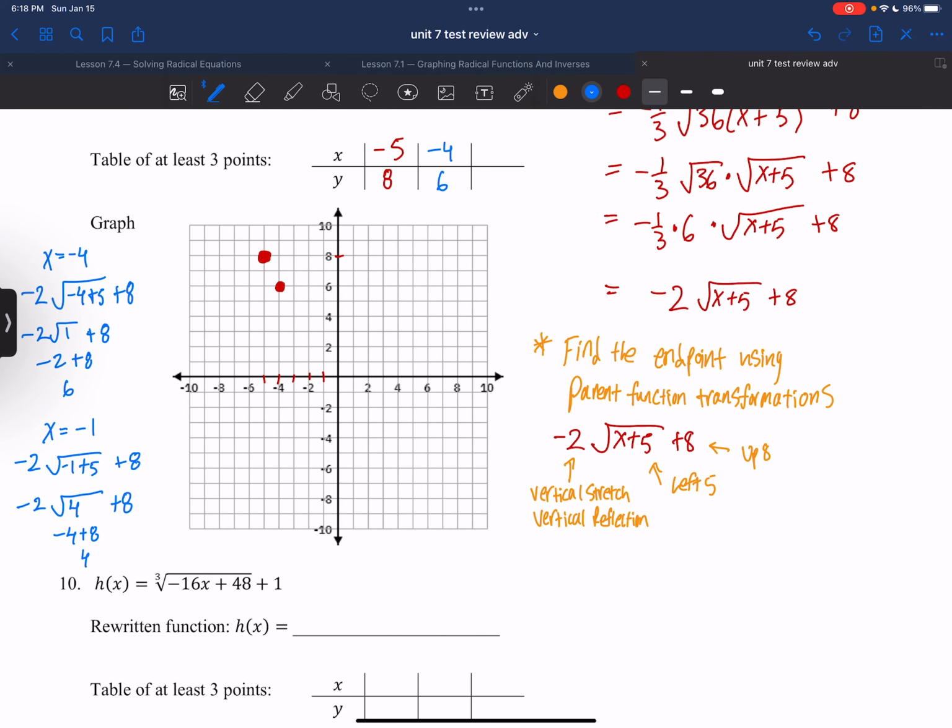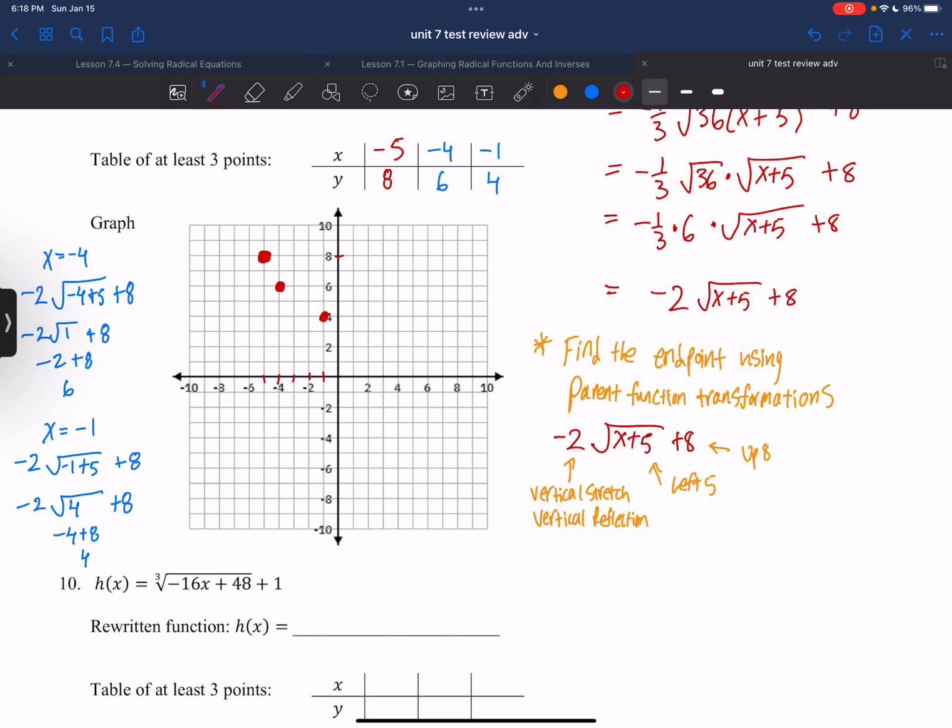Okay? So when I put in -1, I get out 4. All right. -1, comma 4. And that's enough. You don't have to keep going. You probably could keep going, though.